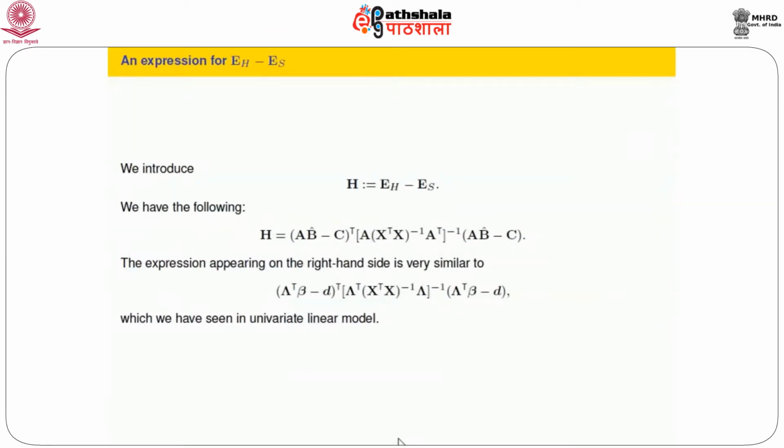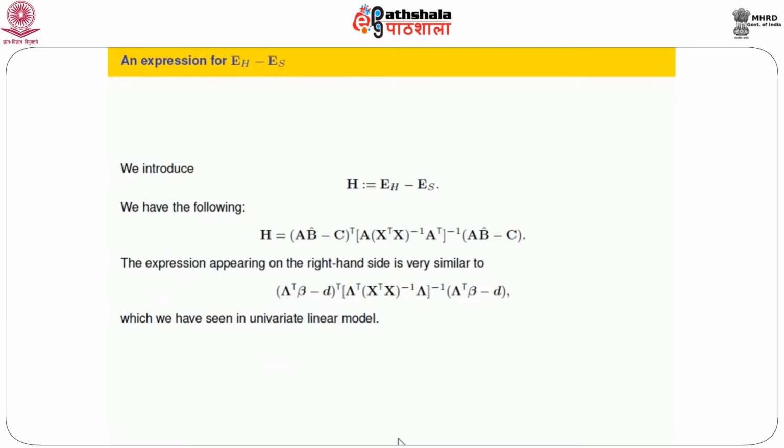All right. So we introduce this matrix EH minus ES. Let's remember again that the difference between these two we have to somehow quantify. That difference is called EH minus ES. And there is a nice simplification of this EH minus ES: AB hat minus C, then transpose, post multiplied by A x transpose x inverse A transpose inverse, A beta hat minus C. We have seen exactly the same thing in the univariate linear model, which is lambda transpose B minus D transpose, lambda transpose, etc.